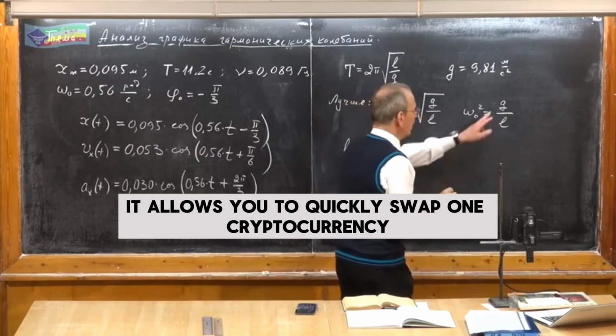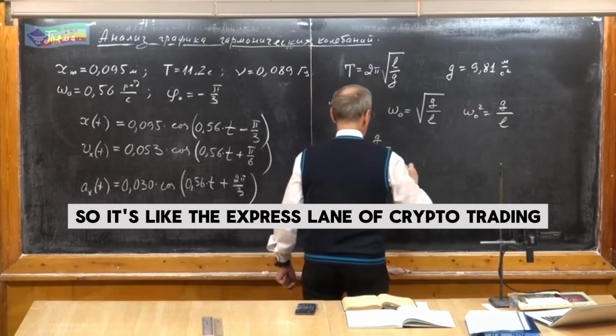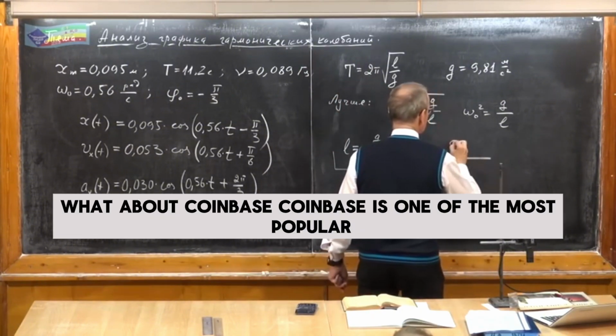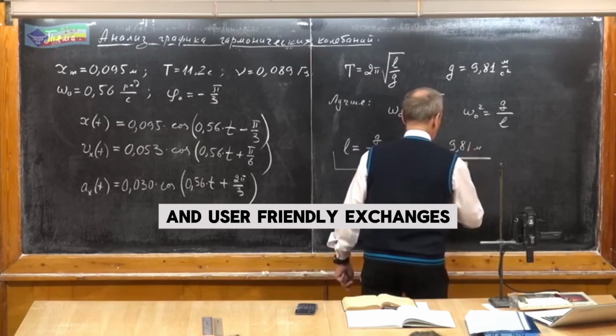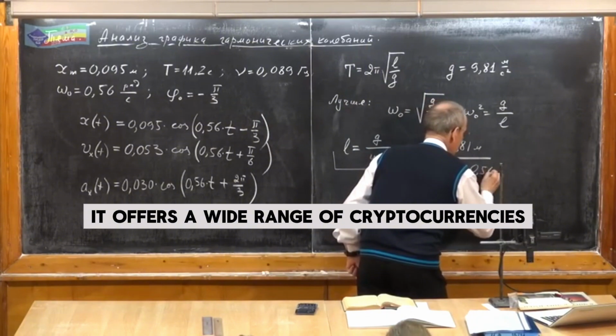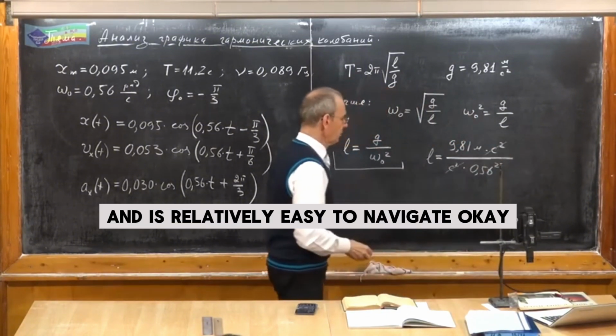It allows you to quickly swap one cryptocurrency for another without having to create an account. So it's like the express lane of crypto trading. What about Coinbase? Coinbase is one of the most popular and user-friendly exchanges out there. It's a good option for beginners. It offers a wide range of cryptocurrencies, has strong security measures, and is relatively easy to navigate.